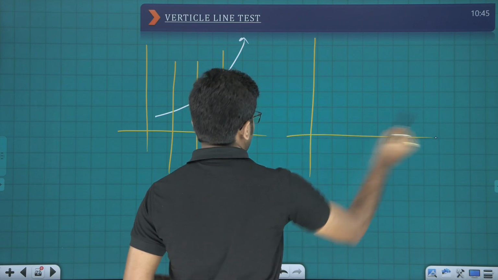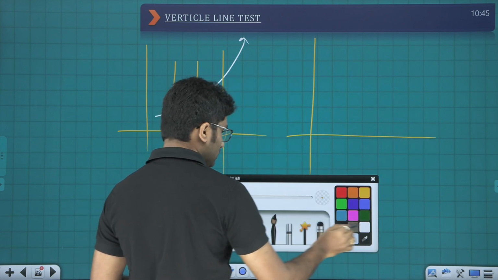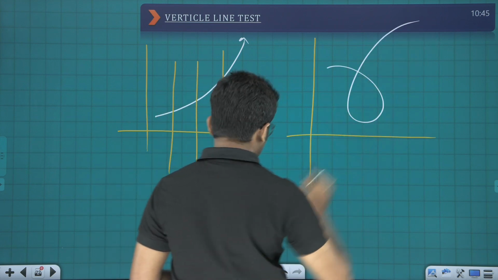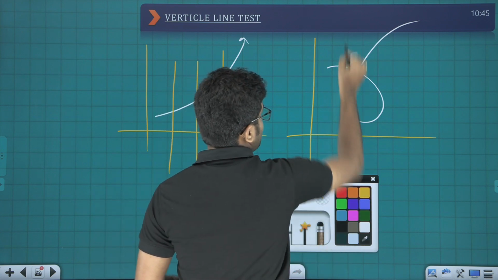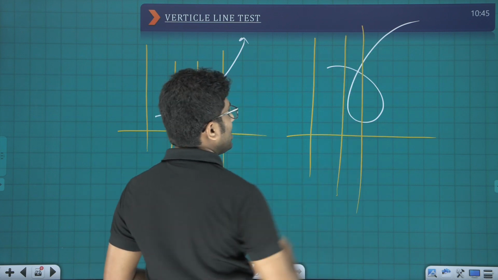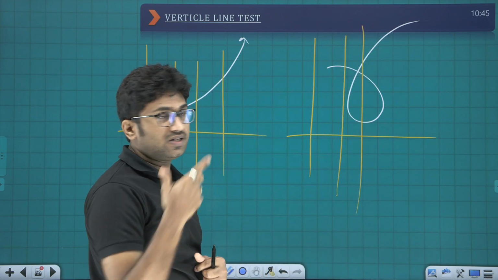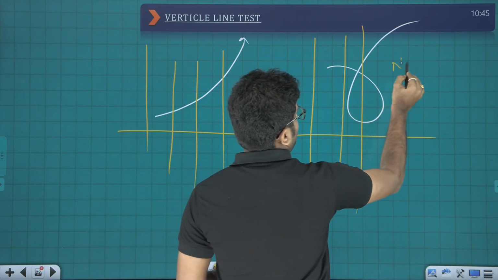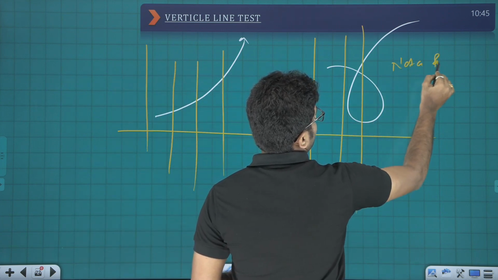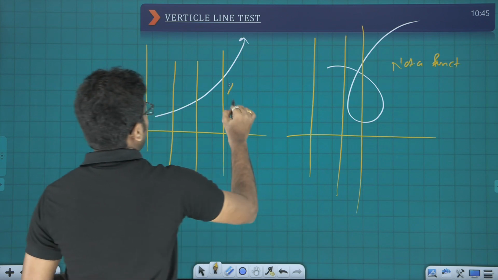Let's see. Suppose we have a graph like this. Then draw vertical lines. See, this vertical line intersects at more than 2 points, so this is not a function. Not a function. It is a function.